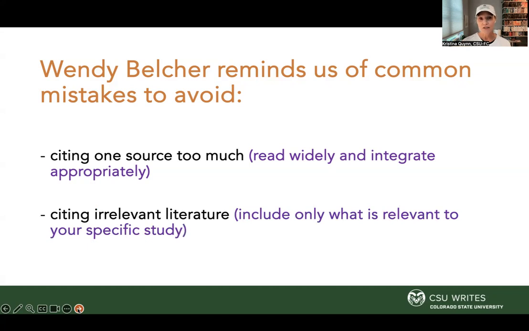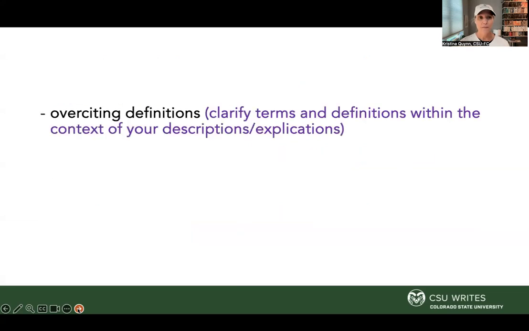Citing irrelevant literature, something that's of interest but not relevant to your project. Make sure that in your literature review, you include only what is relevant to your specific study. Lots of things may be of interest, lots of things may be tangentially connected, but only what's specific to your study.